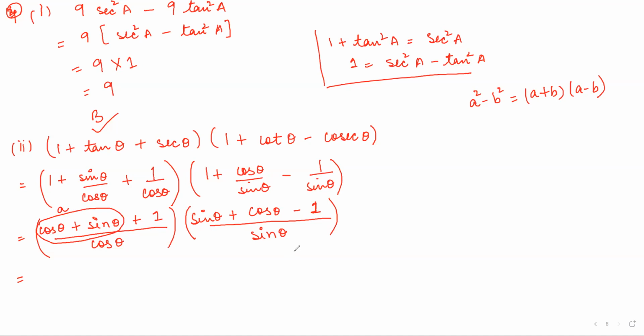Okay, so I can write a square minus b square. So the numerator will become cos theta plus sine theta whole square and minus 1 whole square. Any problem, Sarah? No, ma'am. Okay, and divided by cos theta into sine theta.